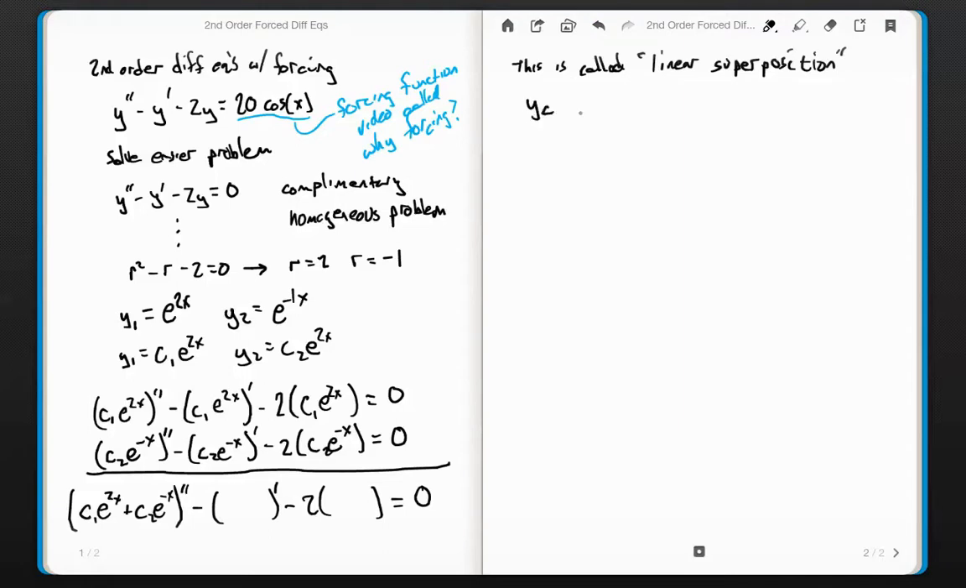All right, so what does that mean? That means that our y_c, I'll tell you what that is in a second, equals whatever our y1 plus our y2 equaled. And what did those equal? It equaled C1 e to the 2x plus C2 e to the negative x.